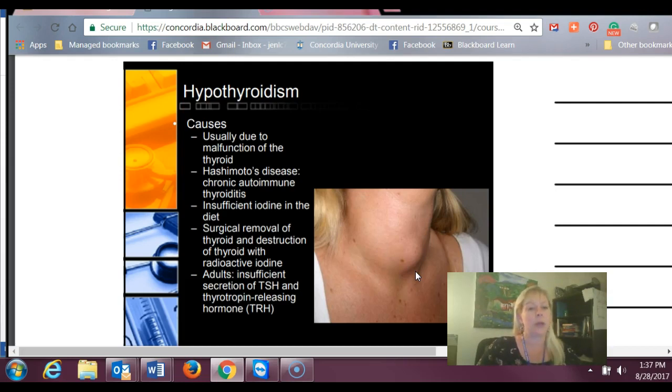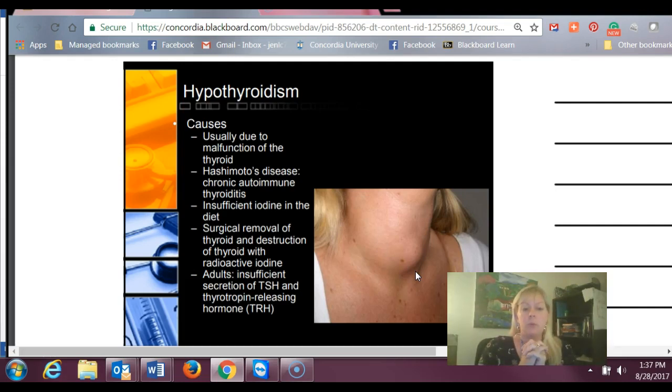One reason would be Hashimoto's disease, which is a chronic autoimmune thyroiditis. So this is an autoimmune disease, again, one of those genetic markers. And when you think of thyroiditis, break up the word. Itis means inflammation, thyroid is thyroid, so inflammation of the thyroid.